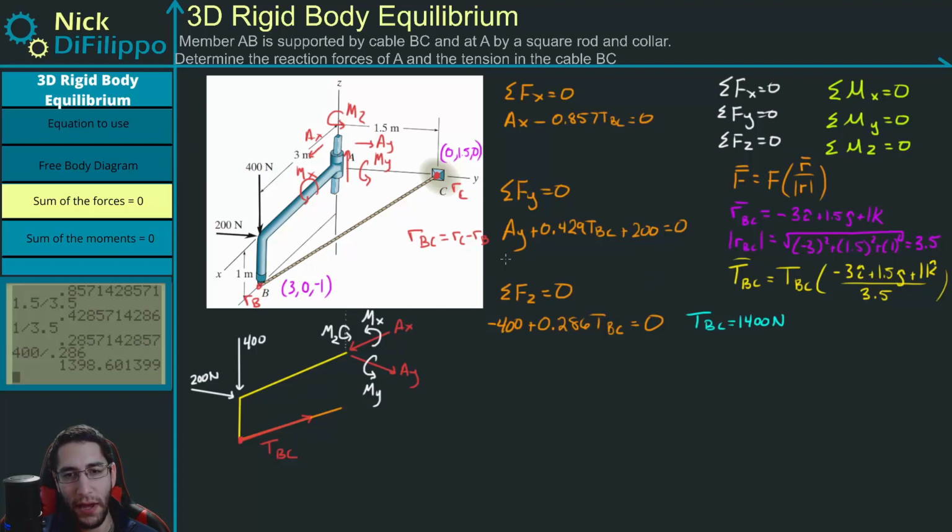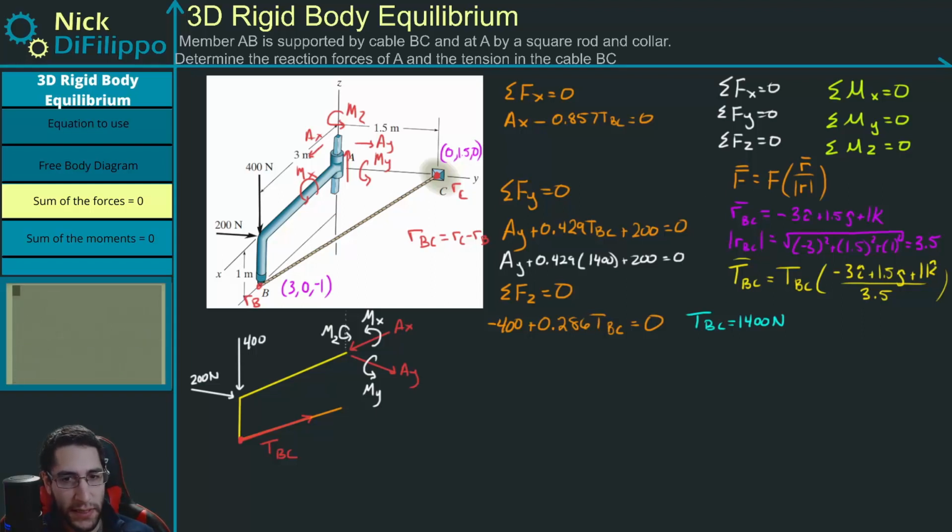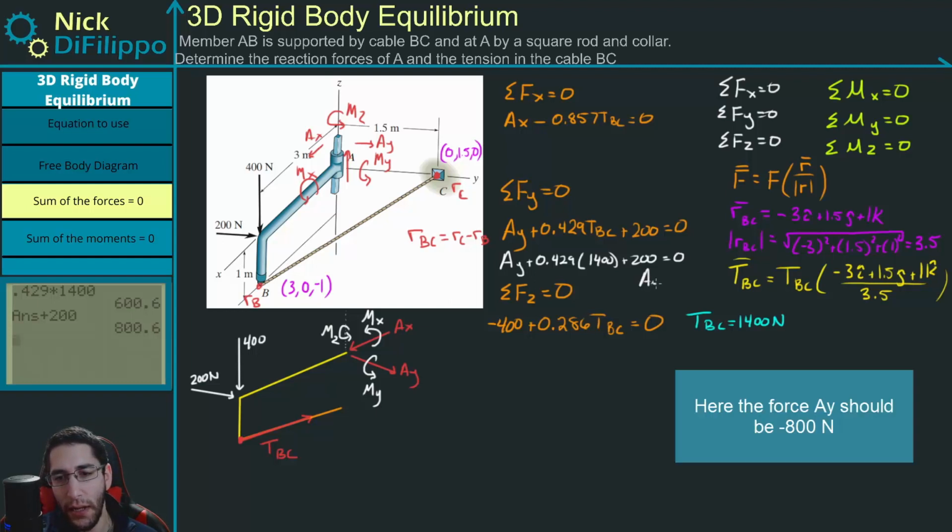So here I'm going to have AY plus 0.429 times 1400 plus 200 is equal to 0. Let me do it in a different color just to break it up a little bit. And let's solve this. 0.429 times 1400 plus 200, that's roughly 800. So AY is equal to 800 newtons.